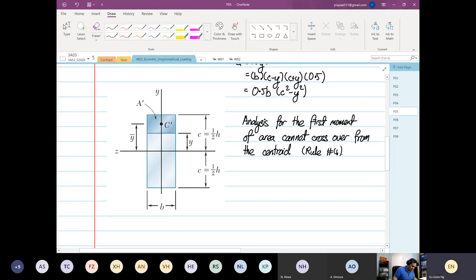What do I mean by that? Okay, you cannot have a situation where you want to find the first moment of area like this, right? It intersects, it crosses the what? It crosses the z-axis. Okay, so this is not possible, right? Right, that is not possible. So you cannot cross the centroid, right? You cannot cross the centroid of interest because you cannot find your first moment of area.